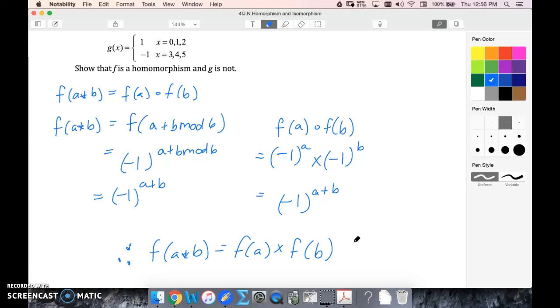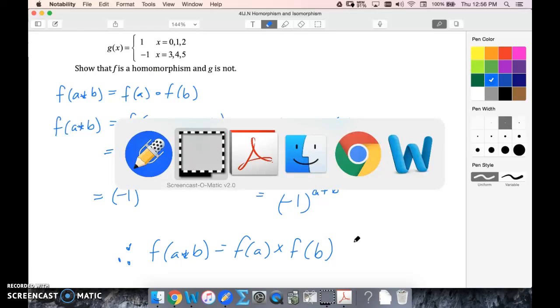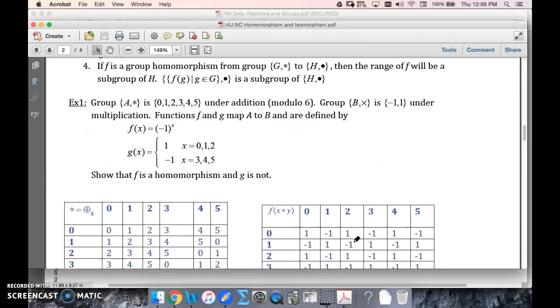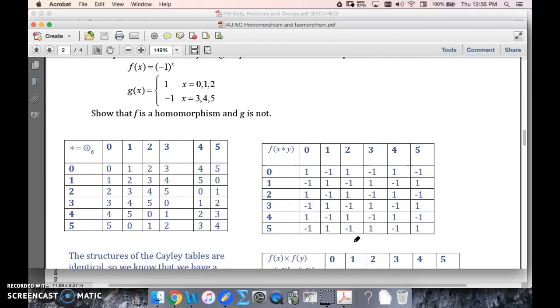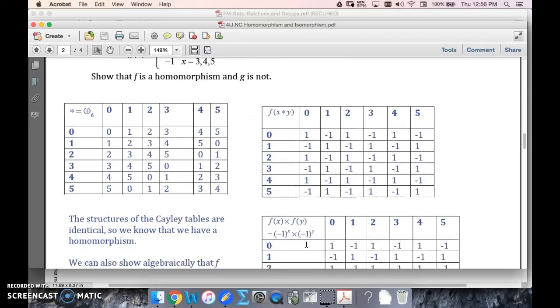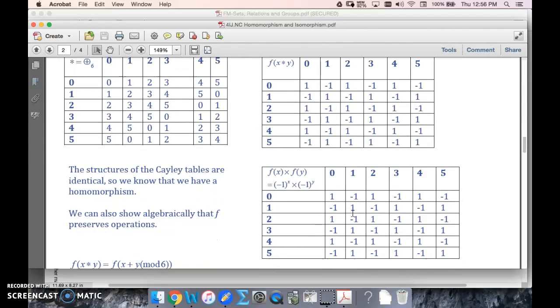The other way we could have shown that is with the Cayley tables. And if you look at the printed version of the notes, you can see that I've made the Cayley tables. So F of X star Y is, of course, our grouping of negative 1s and positive 1s. F of X times F of Y is our grouping of negative 1s and positive 1s. And notice that those Cayley tables are exactly the same. So with the structures being exactly the same, we know that we have a homomorphism.